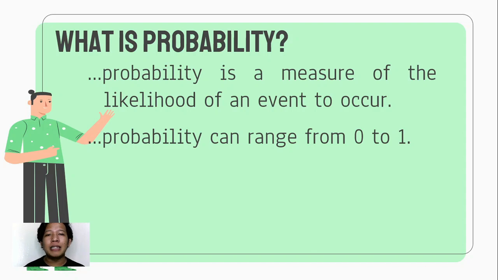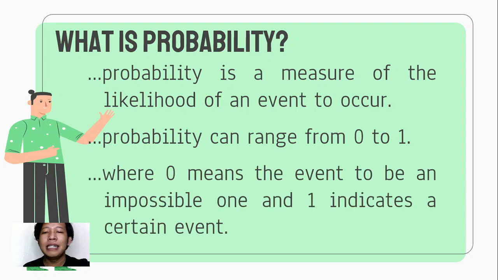And the other one is 100%. Ibig sabihin, sure na sure ka na mangyayari yung isang bagay na yan. And if we're going to convert 100% into a whole number, then that would be 1. Okay, that is why the probability of all possible activities that you may think of ranges from 0 to 1. Okay po? Next, where 0 means the event to be an impossible one and 1 indicates a certain event.